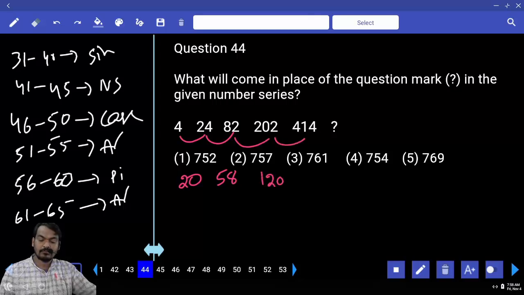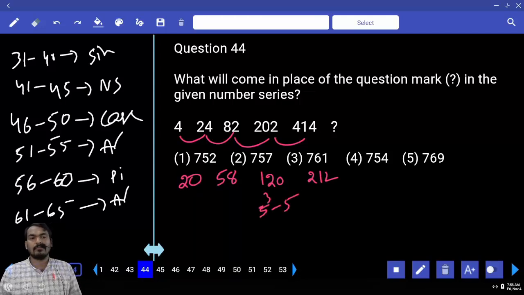Next one, 212. 120 is 5 cube minus 5. Yes or no? 5 cube minus 5. 212: which cube is it near? 6 cube. Compared to 6 cube, how much value is less? 4 less. Then we write 6 cube minus 4.